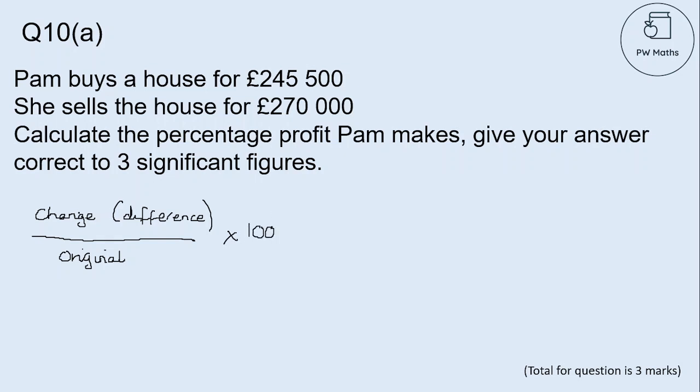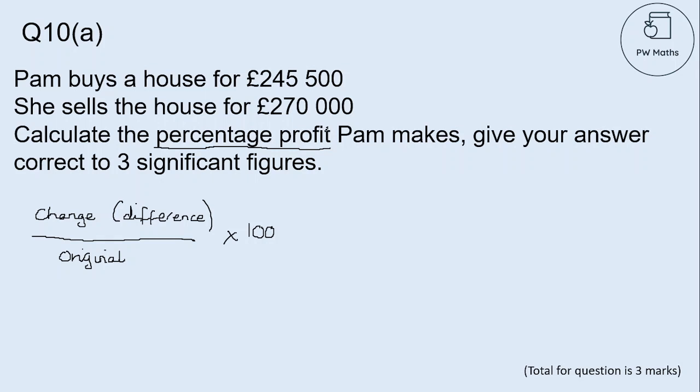Okay, so now that we know what the formula is that we need to use for these sorts of questions, let's have a look at the question we've been given. Pam buys a house for £245,500. She then sells the house for £270,000. Calculate the percentage profit Pam makes, giving your answer correct to 3 significant figures. Right, it's important, this is asking for the percentage profit. It's not asking just for the profit on the house.